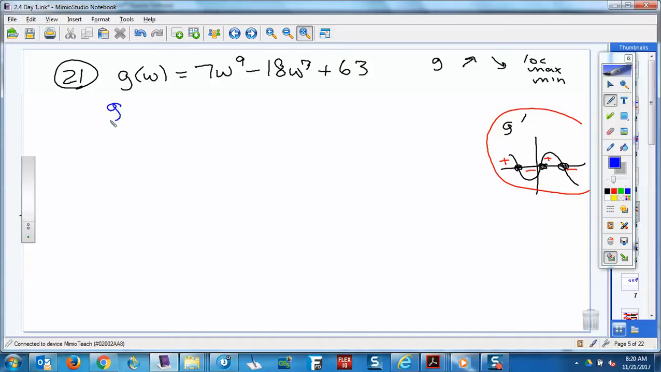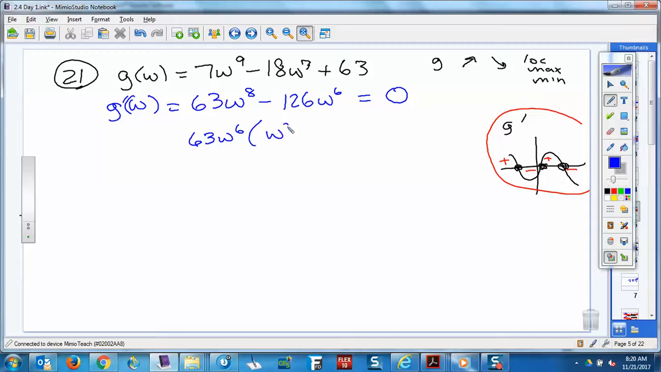So here we go. G prime of W. We got some nice shortcuts. So this is 63W to the 8th minus 126. God, those are fun numbers. But the 63 goes away. That's nice. And now we can factor out a W to the 6th. And that leaves us W squared minus 2 equals 0.